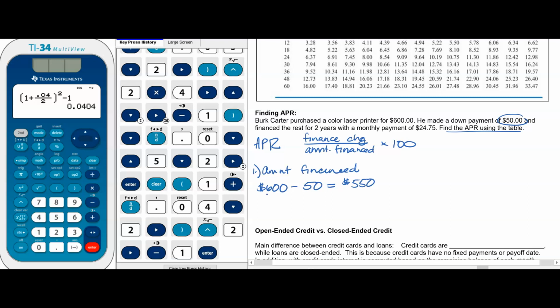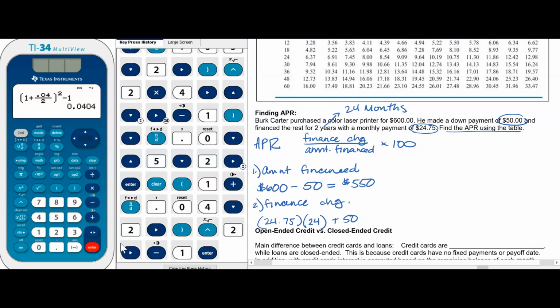And then the finance charge. That's the additional amount that he pays in exchange for paying for the item over time. So I'm going to take the payment amount, $24.75, and multiply that by 24, because 2 years is 24 months. I want to make sure to convert that to months. So $24.75 times 24 months. And then I'm going to add the $50.